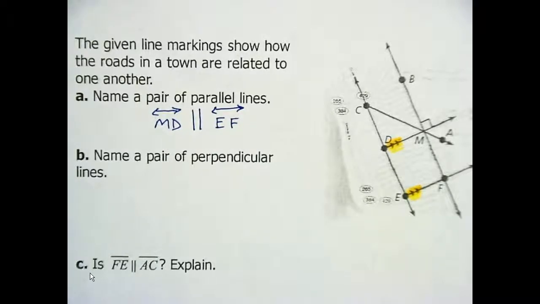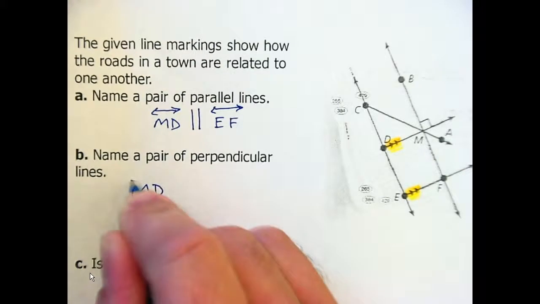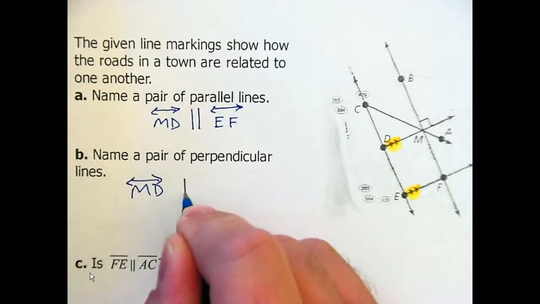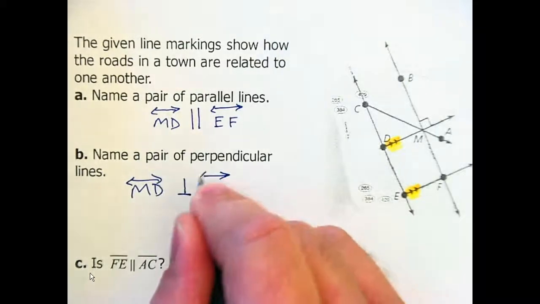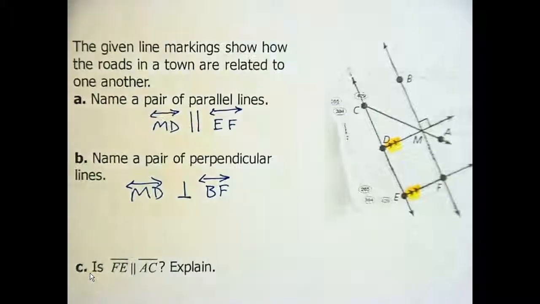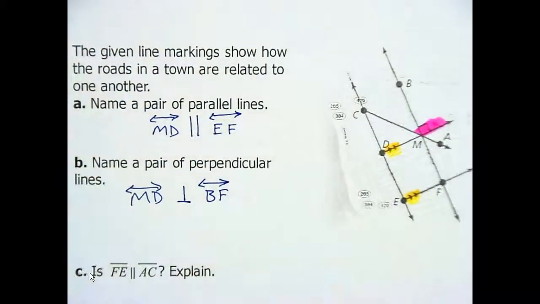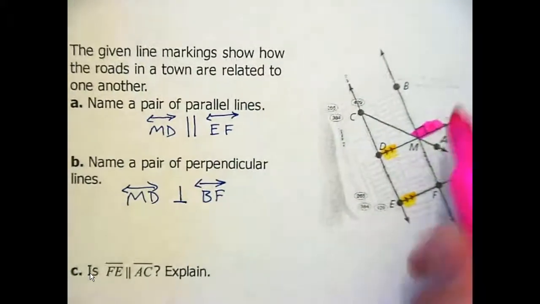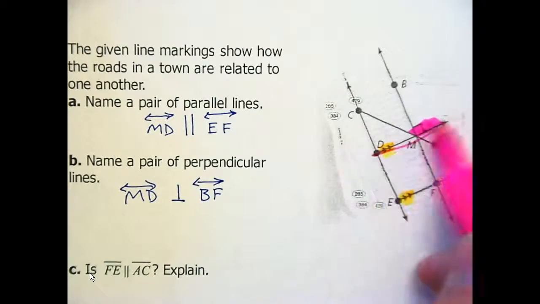Okay. Name a pair of perpendicular lines. How about MD and, so MD, we're going to use the perpendicular symbol. It's upside down T and BF. Notice we have that right angle marking right here. Okay. That gives us MD right here and BF.